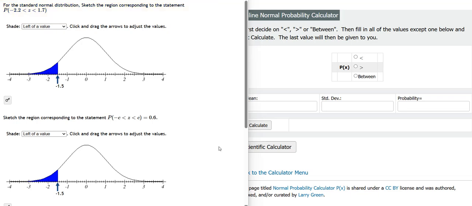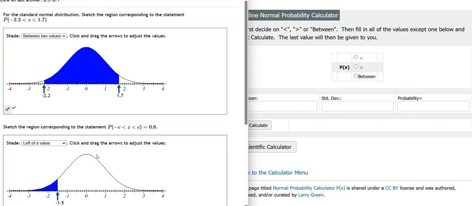Just a warning here, in this problem, everything has to be rounded to one decimal because we can only move these arrows in increments of one decimal place. So this one's pretty easy. We're just going to click between two values and we pick negative 2.2 and we move this one to 1.7. Submit, and there you go.